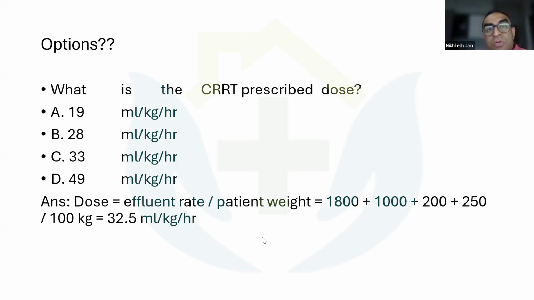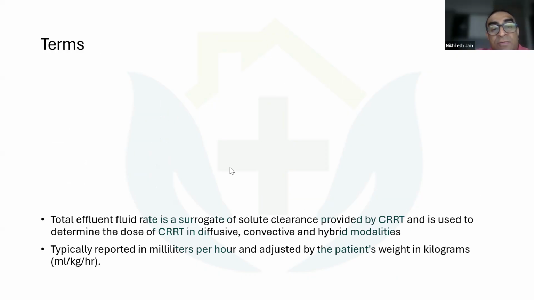I'll try to give you something which may be simpler to understand and something you can use much more easily. So total effluent fluid rate is a surrogate of solute clearance which is provided by CRRT, and it is used to determine the dose of CRRT in diffusive, convective and hybrid modalities. It is typically reported in mils per hour and adjusted by the patient's weight in kg, so the final value comes out to be mils per kg per hour, right?